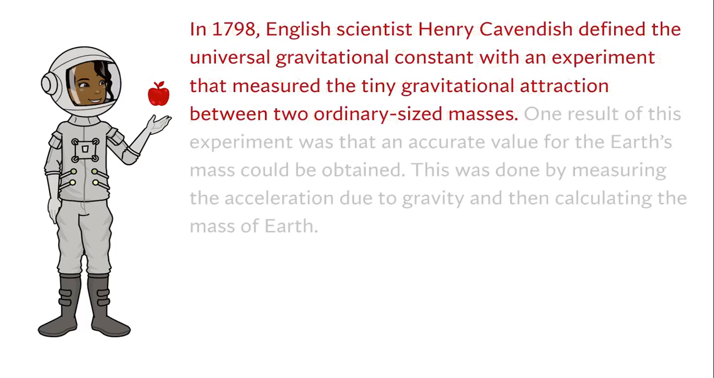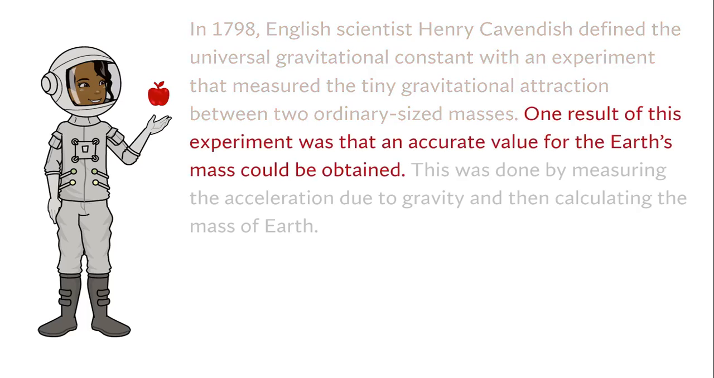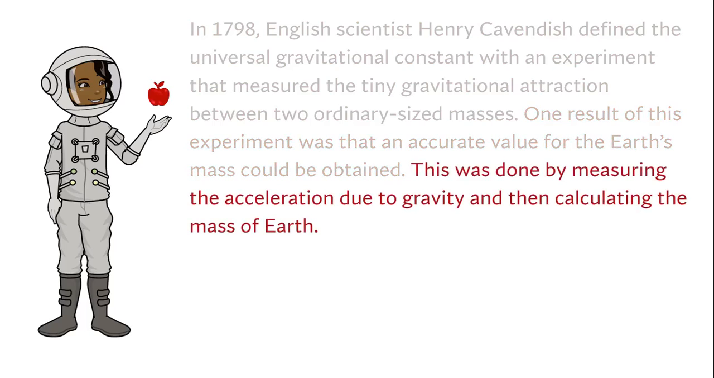In 1798, English scientist Henry Cavendish defined the universal gravitational constant with an experiment that measured the tiny gravitational attraction between two ordinary-sized masses. One result of this experiment was that an accurate value for the Earth's mass could be obtained. This was done by measuring the acceleration due to gravity and then calculating the mass of Earth.